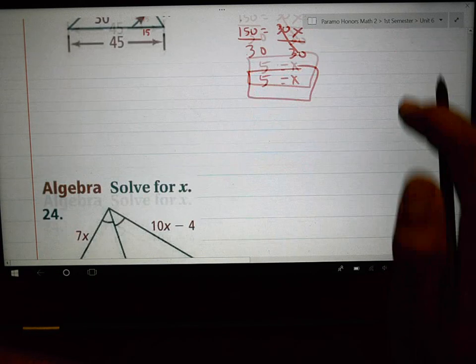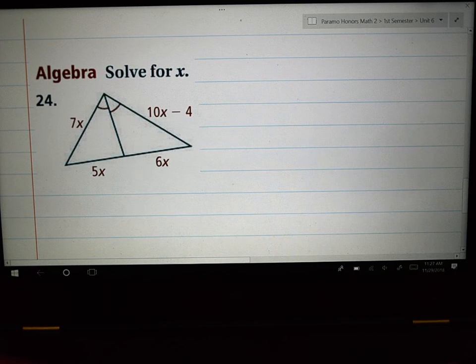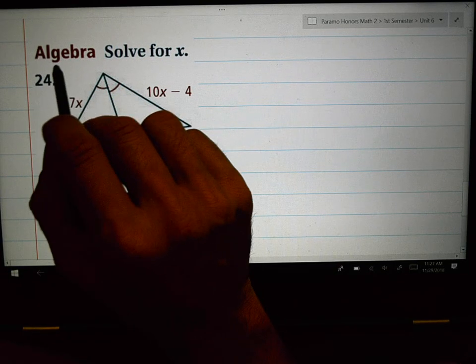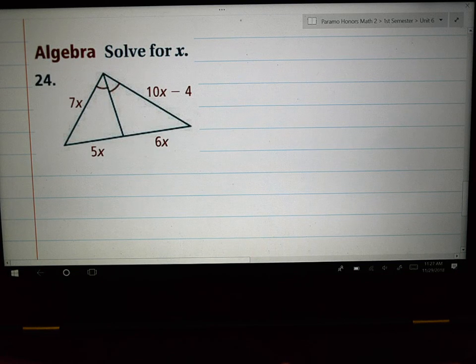The next example I have for you is 24. I like 24 because everything has a variable in it. And the math behind it, whenever you see this word in your textbook, algebra, it means they're going to have to do some algebra stuff. They're going to have to do some Unit 1 stuff to solve for this. Not harder, just, hey, there's more math involved.